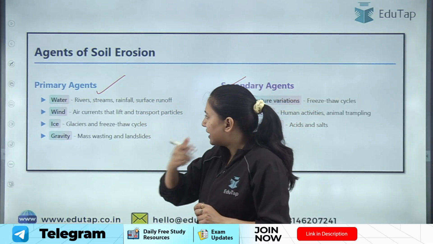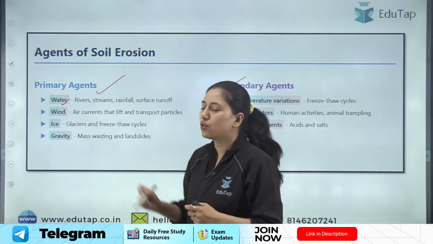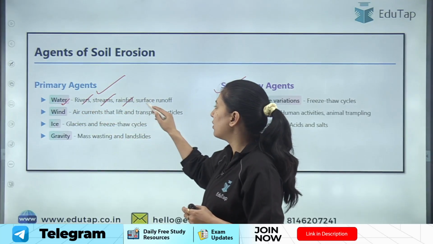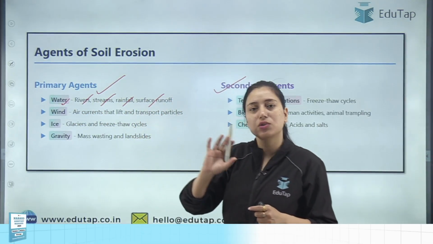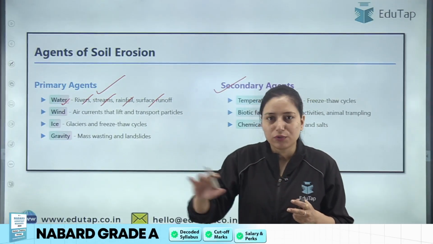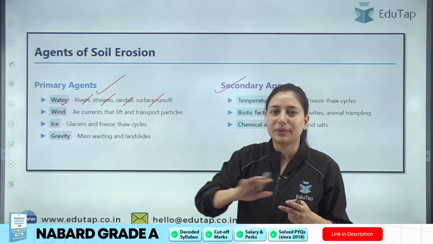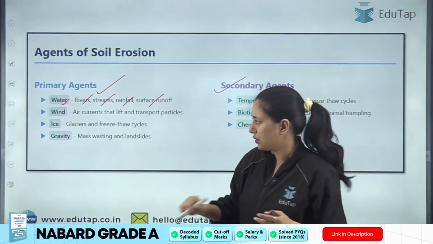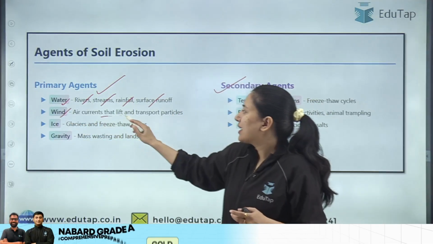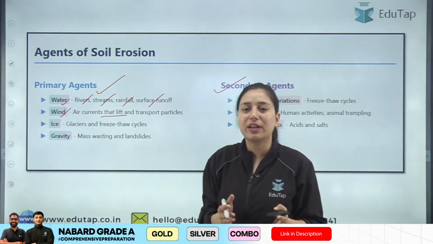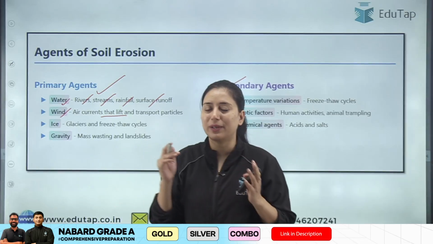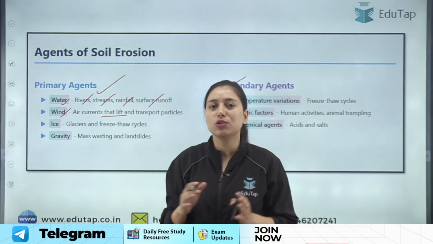Now, what are primary agents? They include water: water from rivers, streams, rainfall, and surface runoff lead to soil erosion, right? As water flows, it carries soil particles from one place to another, leading to soil erosion. Then we have wind. Air currents lift or transport soil particles from one place to another. So wind also leads to soil erosion.